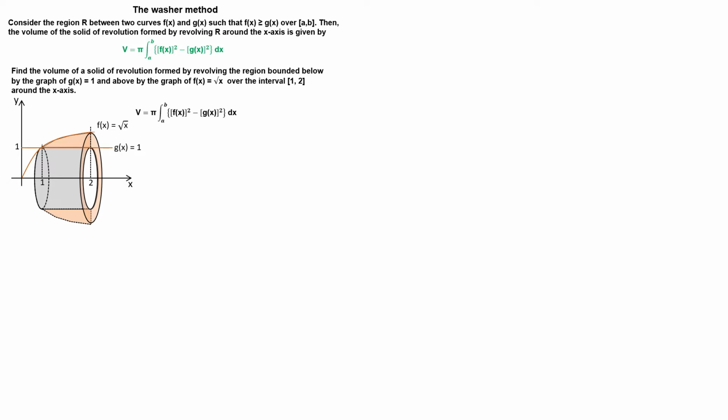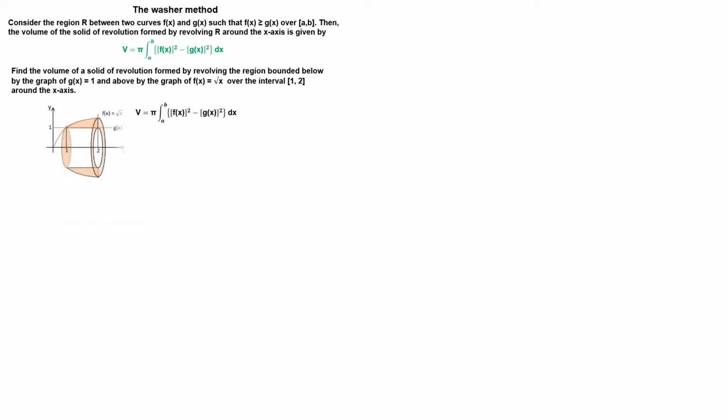The integral involving the inner radius represents the volume of the inner cylinder, that is, of the hole. When the volume of the inner cylinder is subtracted from the outer cylinder, we get the requested volume in this example. We now calculate the integral to find the volume of the resulting solid of revolution.